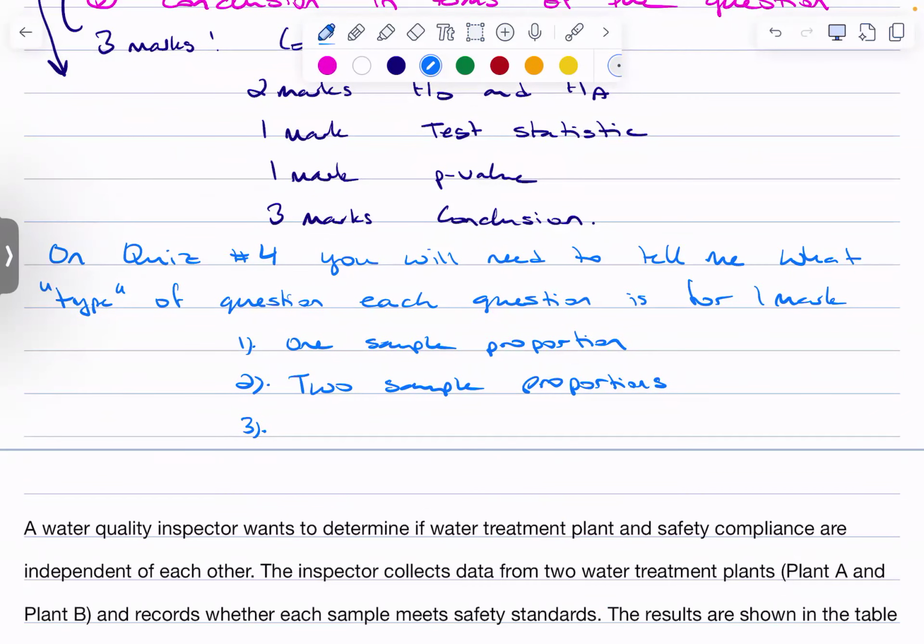I called it the chi-squared test for independence on your formula sheet, so you can call it that type. The chi-squared test for independence, which is what we're doing.